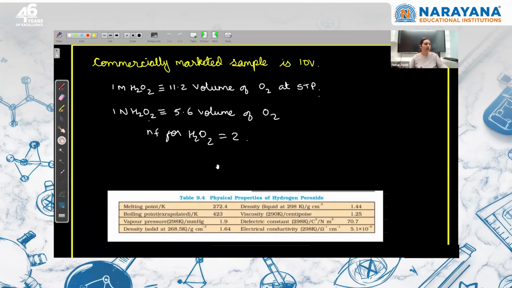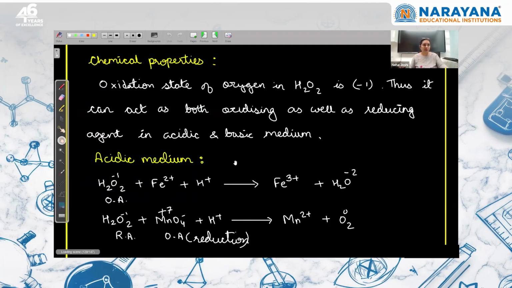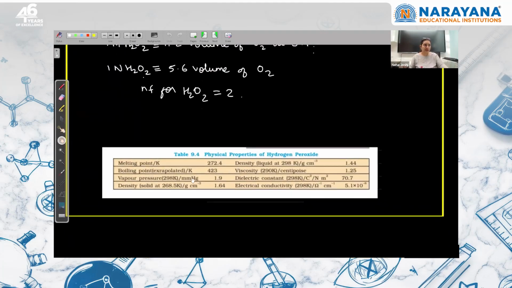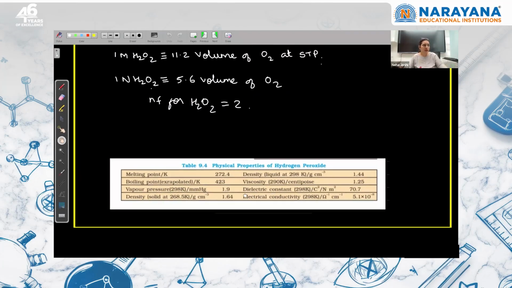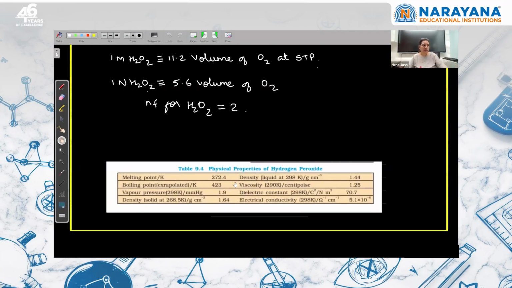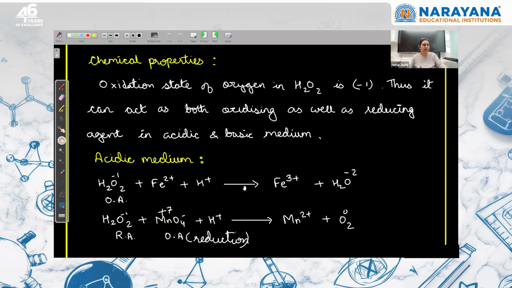Coming to next, this point. Let's see the physical properties of hydrogen peroxide. If you see its melting point, its boiling point, right? Vapor pressure, density, I think everything is almost everything is greater than water. Okay, correct? So that you can see and compare.